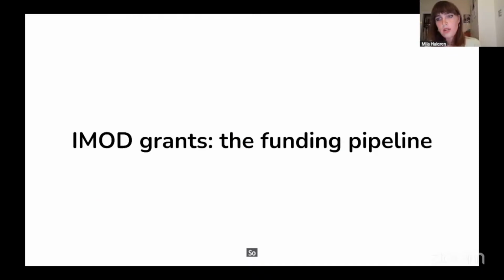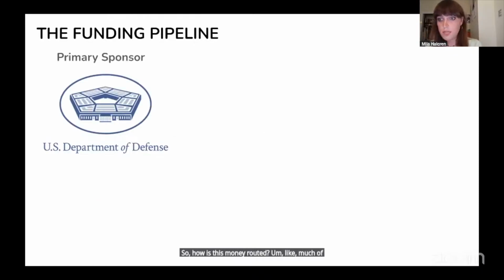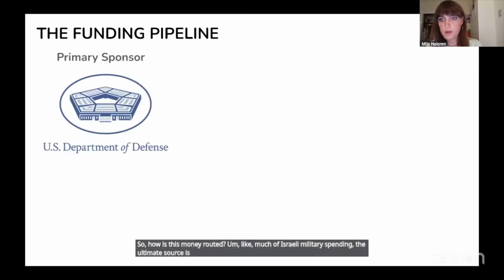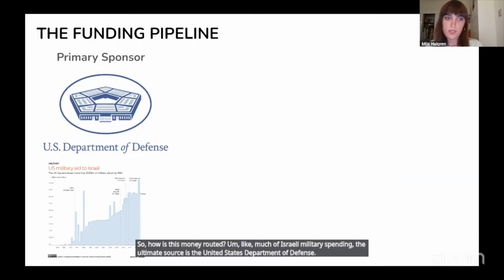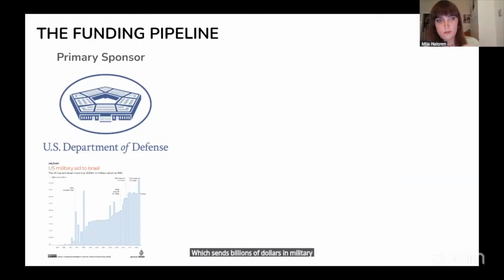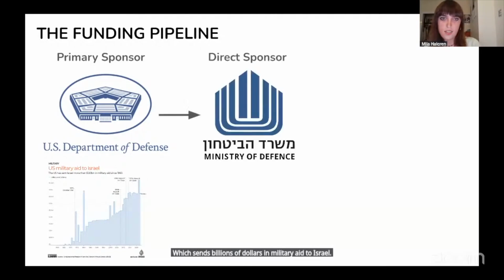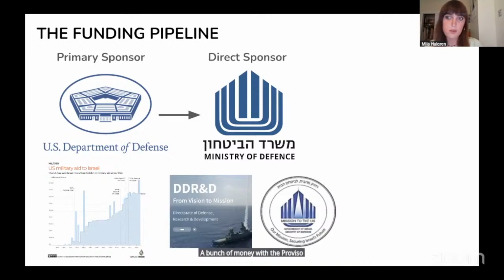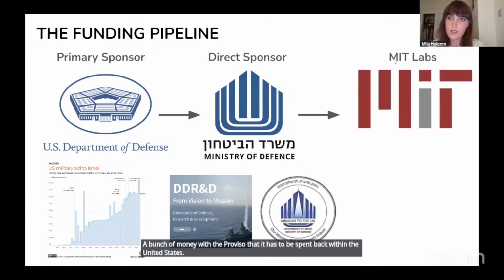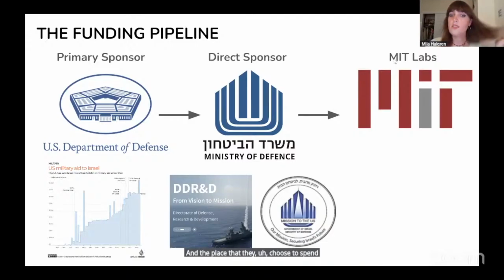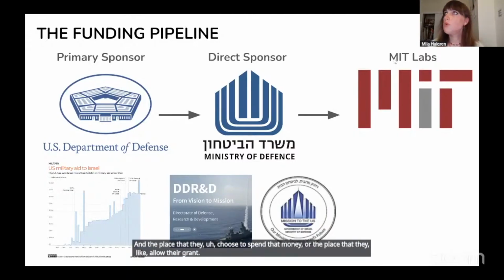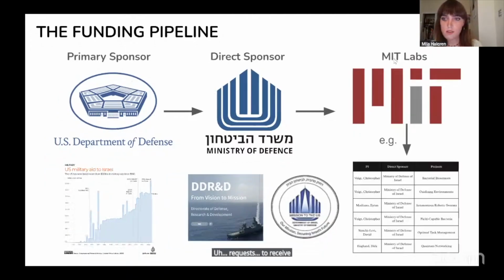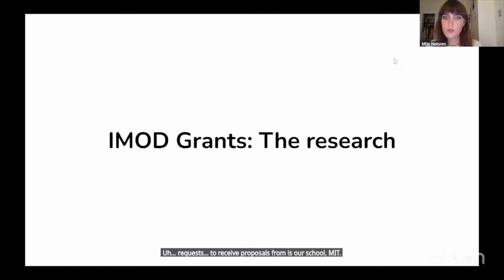So how is this money routed? Like much of Israeli military spending, the ultimate source is the United States Department of Defense, which sends billions of dollars in military aid to Israel. Specifically, they give the Ministry of Defense a bunch of money with the proviso that it has to be spent back within the United States, and the place that they choose to spend that money, or the place that they allow their grant requests to receive proposals from, is our school, MIT. And again, this is all direct military research done by MIT labs for the Israeli Ministry of Defense.